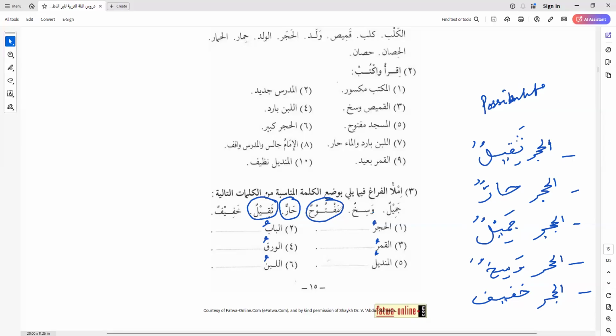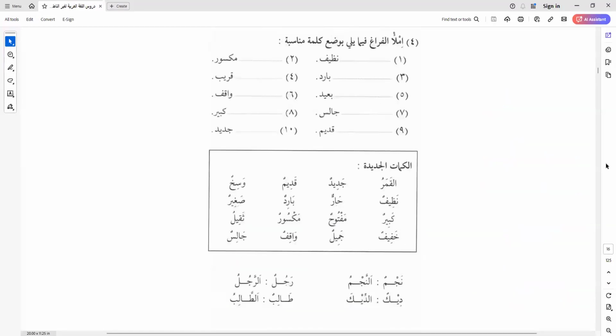You cannot say the moon is open. You cannot say the moon is harun. Can you say the moon is thaqilun, heavy? Yeah, it's big. The moon is big, so it can be heavy. But I cannot say it's khafifun. And then mindil, napkin. So try and do the rest. I've done this one. So I can say al-qamaru jamilun. The moon is beautiful. So try and do this and test yourself to see if you have understood the concept.